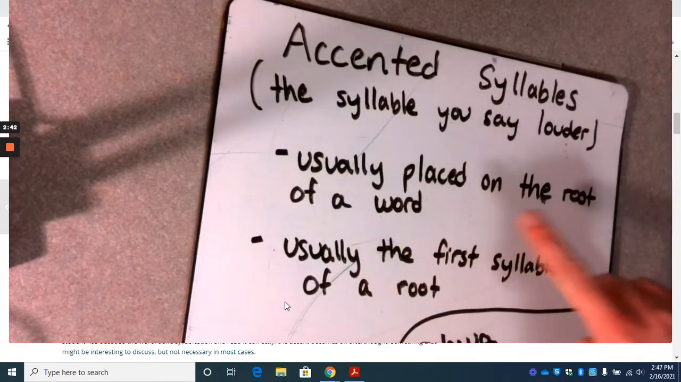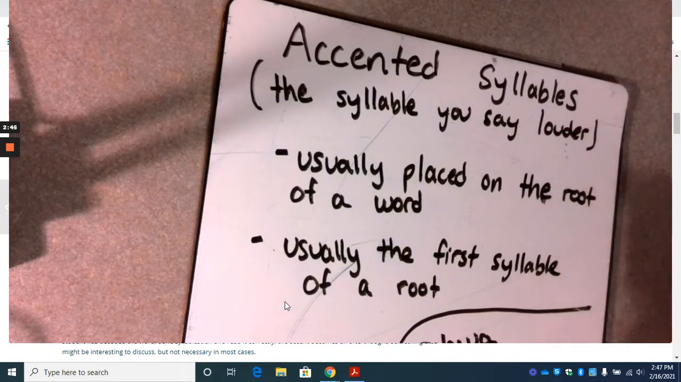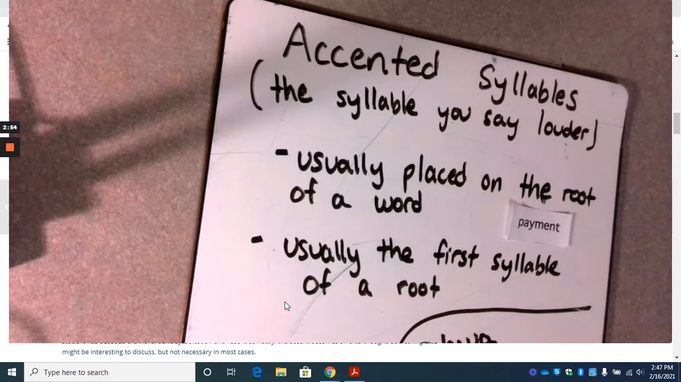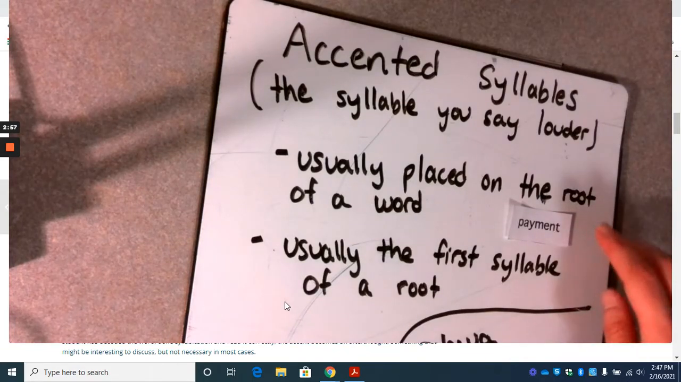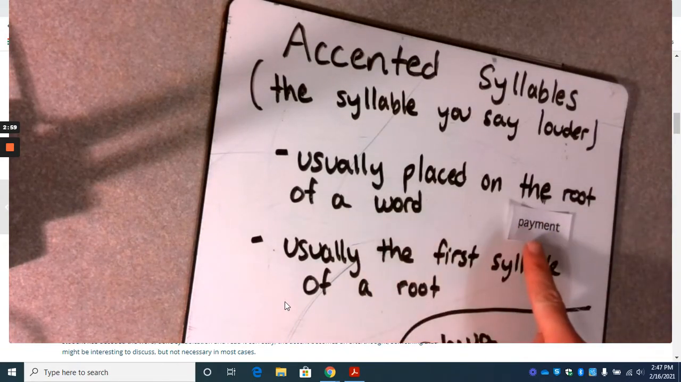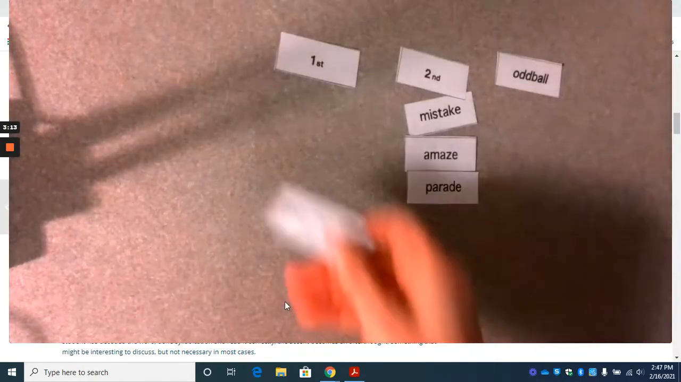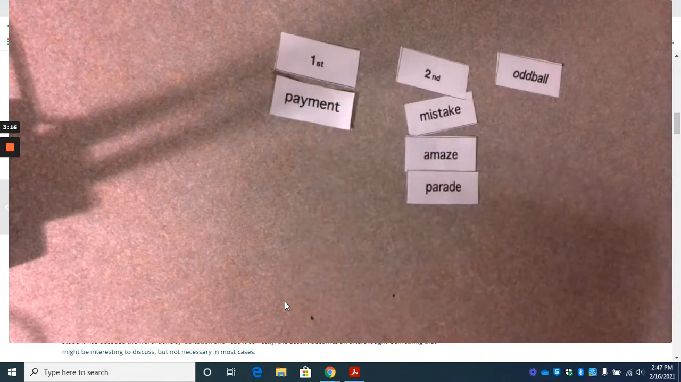So again, thinking about usually placing it on the root of a word or sometimes a base word, we can think about the word payment. Payment, M-E-N-T, is a suffix. It means the state of being, the state of paying, payment. And so notice here, this time, the accent is on the first syllable. Pay is our base word, and it's also the first syllable of that word. So I would go ahead and place that one underneath first syllable.